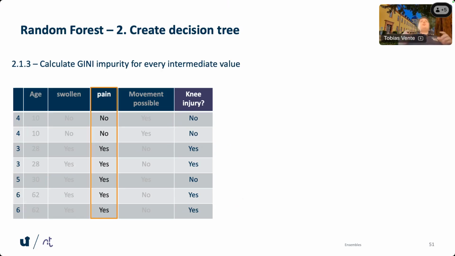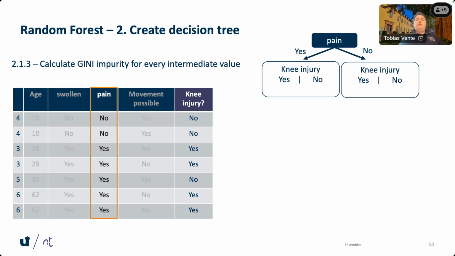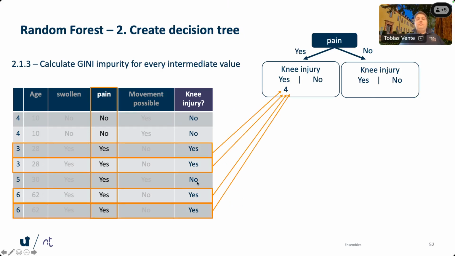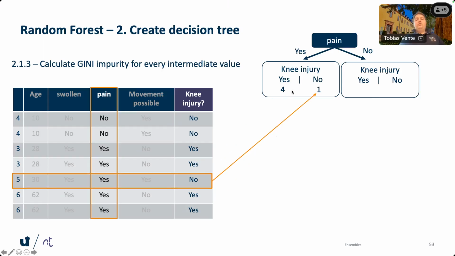Now, to decide which of the questions comes first, so whether I ask first about the age or first about the pain, we also have to calculate the GINI impurity for pain. And this is a lot easier because you don't have all these intermediate thresholds, but you basically have true or false. So in this case, it's just pain. And when pain says it's yes, so these are all those data points down here, then 4 of them say it's a knee injury and 1 says it's not.